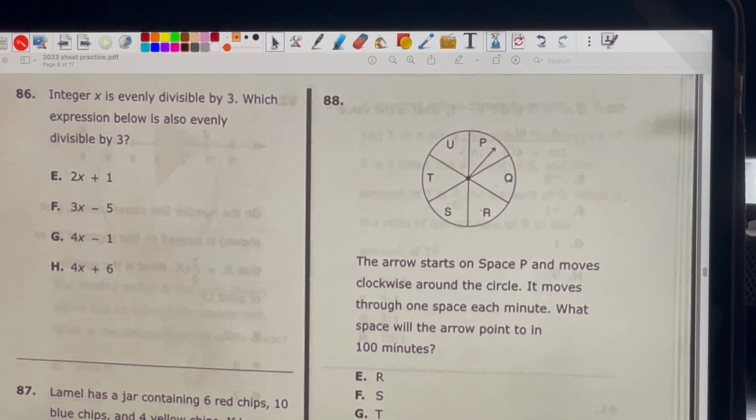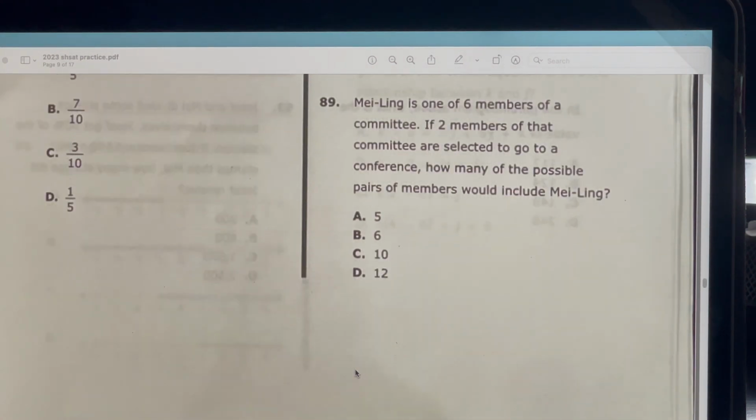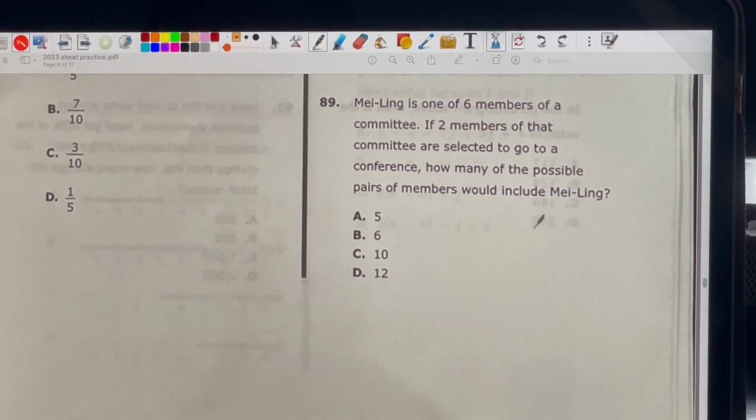Oh, 86, 89. So there are 6 people, and one of them is May. If 2 members of that group are selected to go to a conference, how many are possible? So we have to select 2 people. Here, the first person to be chosen is already made, right? So how many different possibilities can I choose here to accompany May? Well, there were 6 people. On the second slot, I can choose from 5, right? So the answer is 5 choices. There's 5 possible members that will include May.